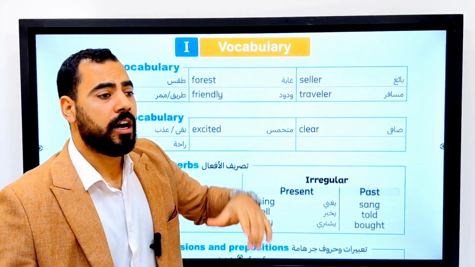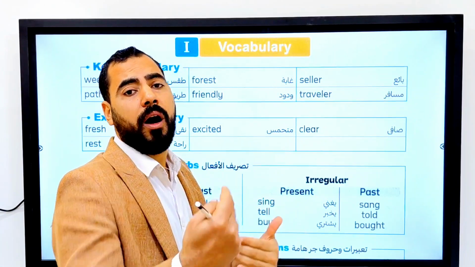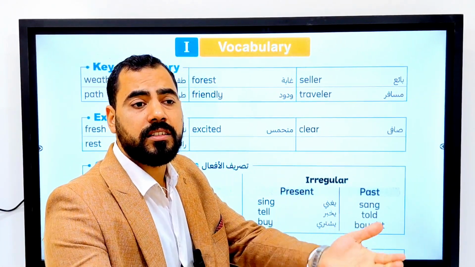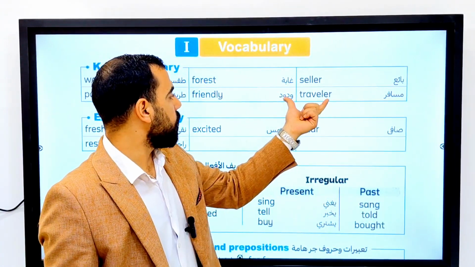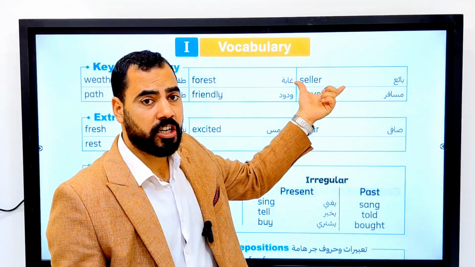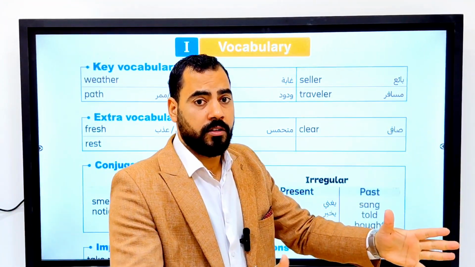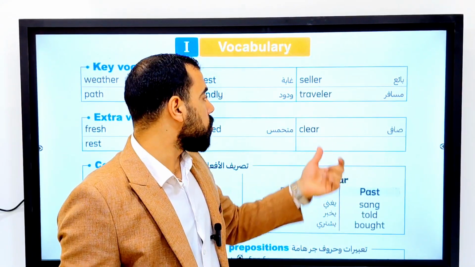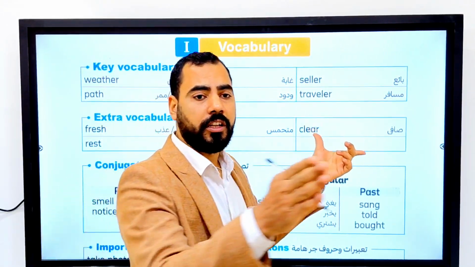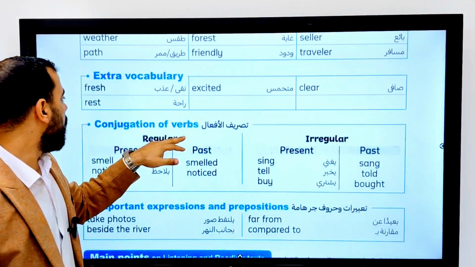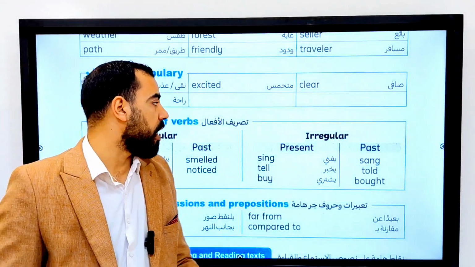Seller. Okay, this is the person that we buy things from. So he sells and we buy. So his job is called seller. Traveler. When you move from one place to another, especially for a long distance, you're called a traveler. When you travel from one place to another. Okay, extra vocabulary, more vocabulary.